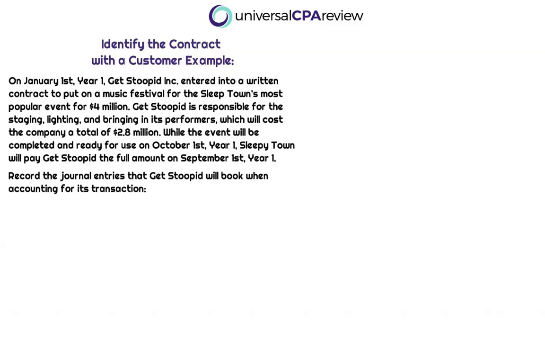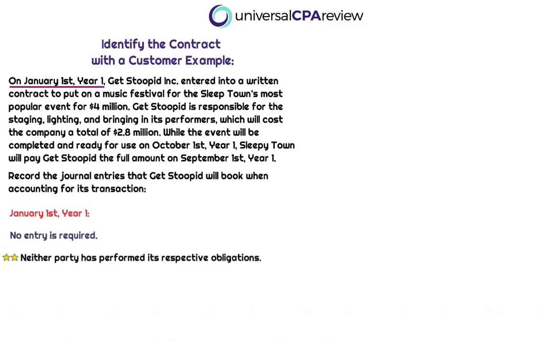3 implications here. We have when the contract was entered into on January 1st, year 1. This is not going to recognize anything, all right? So no entry would be required, and the reason is because neither party has yet performed its respective obligations. We're not going to recognize anything until the obligation has been performed. Okay, so what's happening on September 1st, year 1?